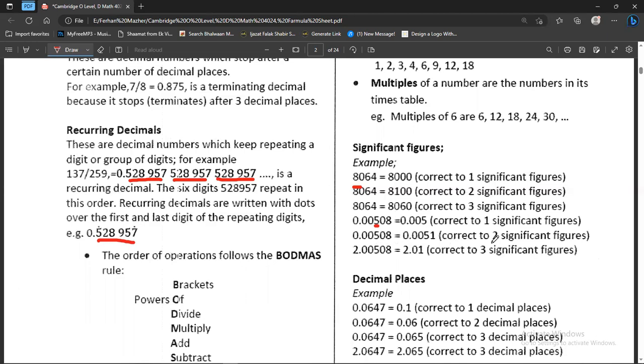0.00508. If you want 2 significant figures, then these are the 2 digits, but after 0 we have 8, so this 0 will become 1. So it will be 0.00051.